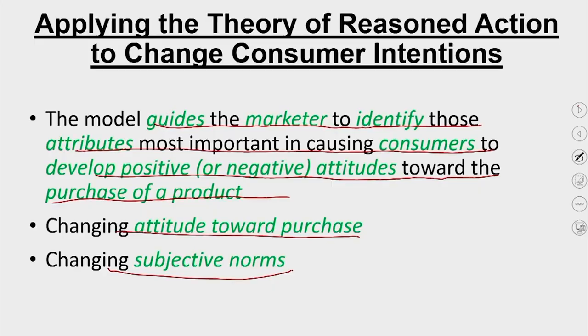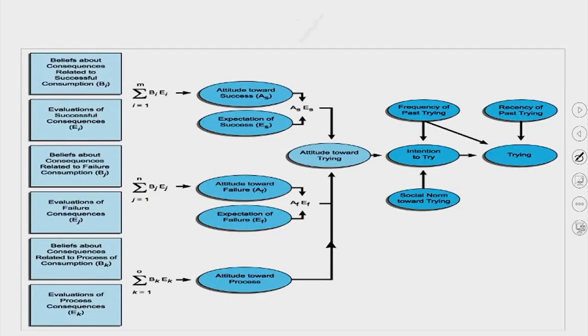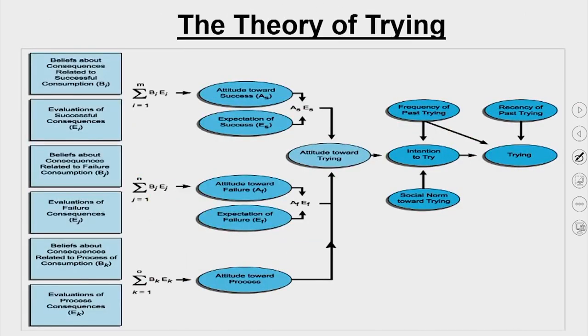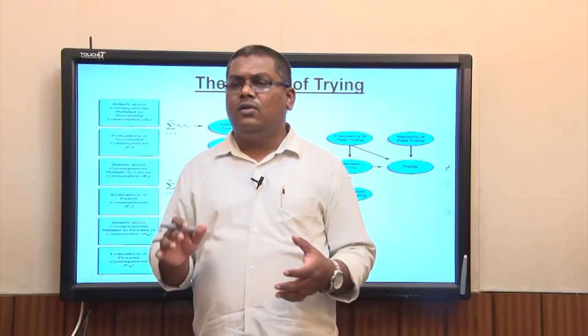So, how is the theory of reasoned action changing consumer intention? The next theory is a little bit detailed. So, what I'll do is I'll just go over it and I'll not explain it in detail. There's a book, and lots of books, which will actually explain it. So, I'll go about it.